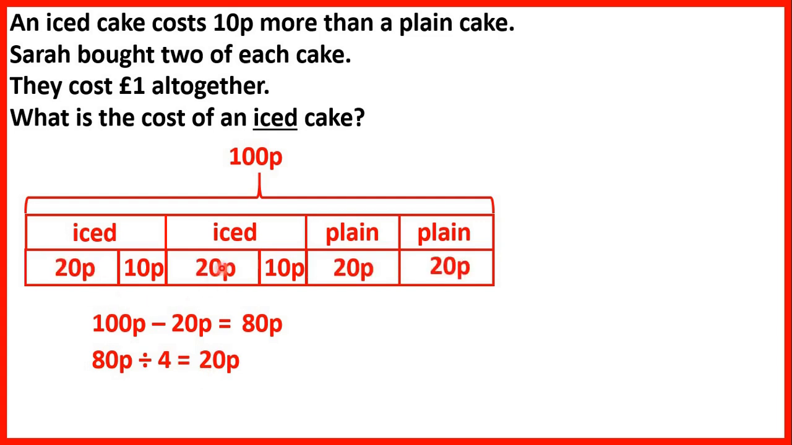So the value of these bars is 20 pence. So that means a plain cake must cost 20 pence, and then an iced cake costs 20 pence and then another 10 pence, so that's 30 pence altogether.